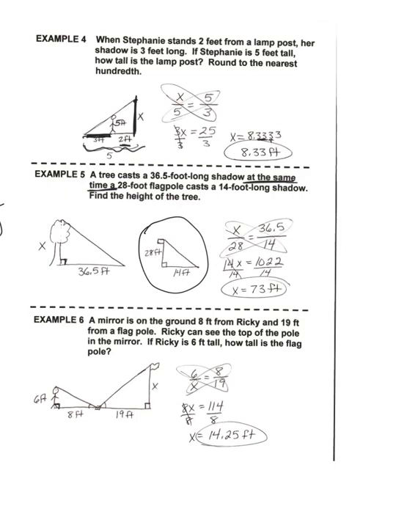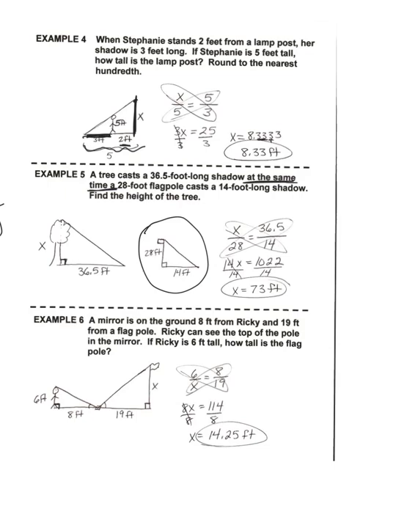All right, so for this next one, a mirror is on the ground 8 feet from Ricky and 19 feet from a flagpole. Ricky can see the top of the pole in the mirror. If Ricky is 6 feet tall, how tall is the flagpole? All right, so the mirror is in the middle. On one side, we have Ricky, who's 8 feet from the mirror, and on the other side, we have a flagpole, which is 19 feet from the mirror. So we're told that Ricky is 6 feet tall, and we are trying to find the height of the flagpole.